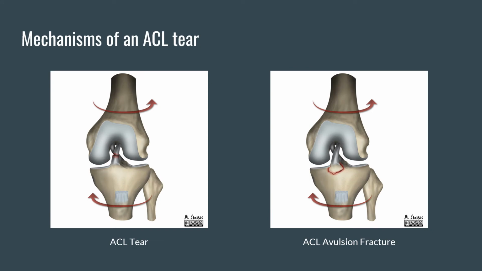As I was discussing on the previous slide, there are different maneuvers that can cause an ACL injury. Pictured on the right is an ACL avulsion fracture, which involves the separation of the tibial attachment of the ACL. These avulsion fractures are typically caused by forceful hyperextension of the knee or by a direct blow over the distal end of the femur with the knee flexed. Avulsion fractures are less common, with tears more frequently occurring throughout the ACL itself, as pictured on the left.